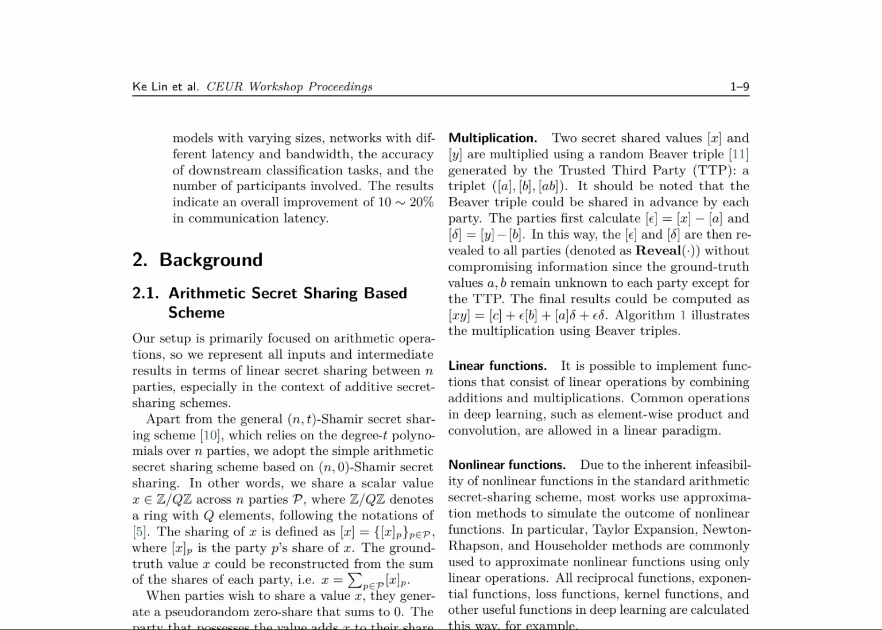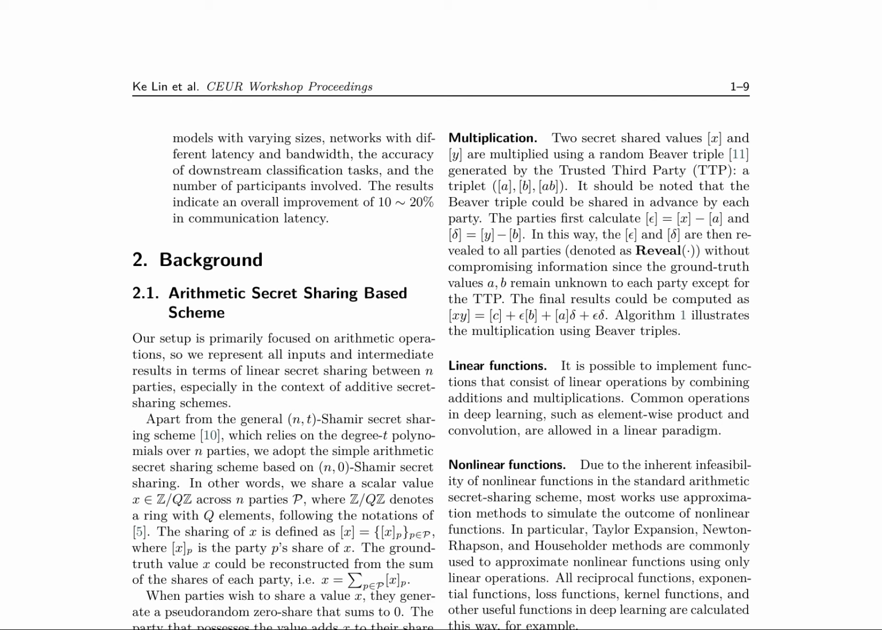The authors propose a secure multi-party computation, MPC, scheme based on arithmetic secret sharing, which facilitates efficient communication among parties involved in the computation. This setup focuses on arithmetic operations, representing inputs and intermediate results as linear secret shares between n parties. They adopt a simple arithmetic secret sharing scheme based on n-out-of-n Shamir secret sharing, where a scalar value x is shared across n parties, and the ground truth value x can be reconstructed from the sum of the shares of each party.